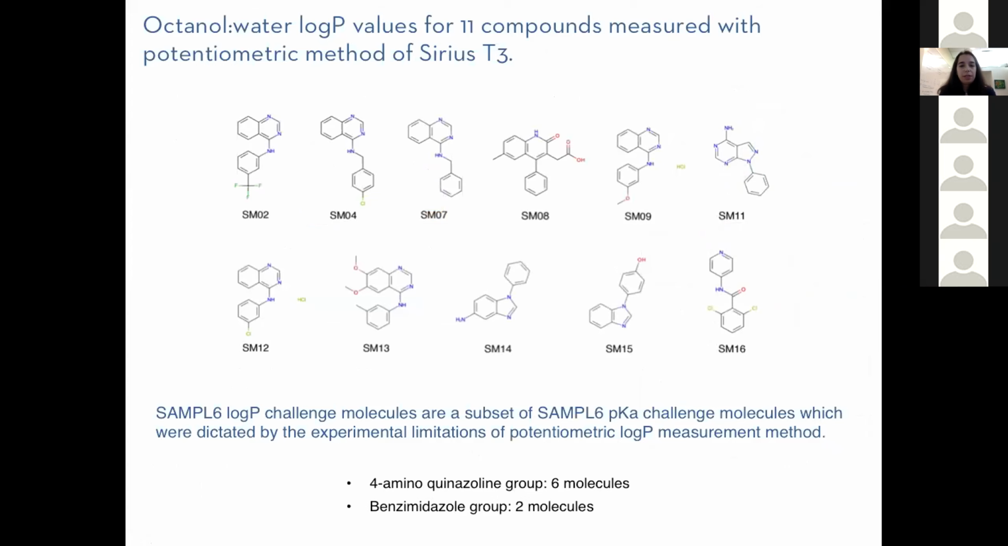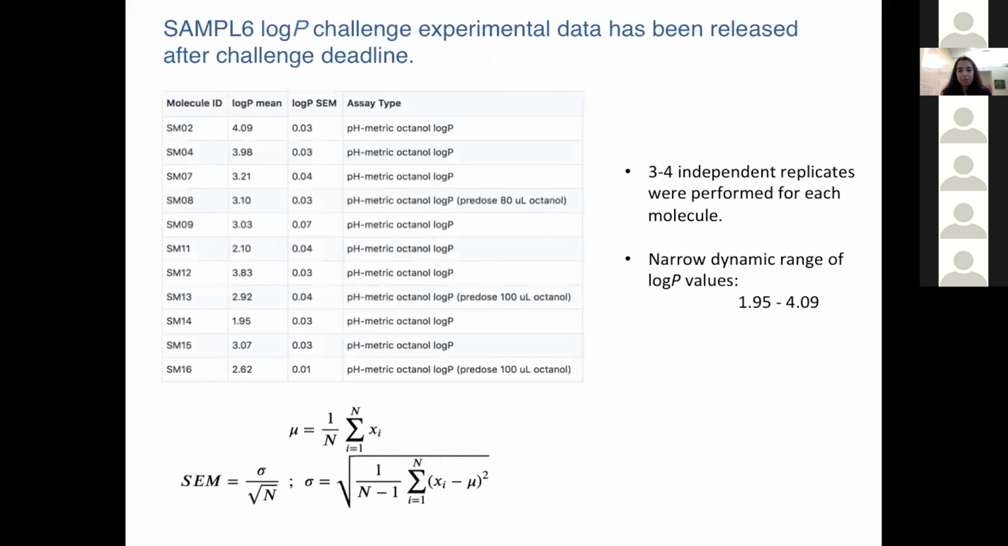In the end, I was able to collect a logP data set of octanol water for 11 compounds. The chemical diversity in this set is somewhat limited. We have 6 molecules that have a 4-aminoquinazoline group, and 2 molecules that have a benzimidazole group. And this selection started from the kinase inhibitor fragment-like compounds that we selected for the pKa challenge, but then eliminated based on the limitations of potentiometric logP measurement methods.